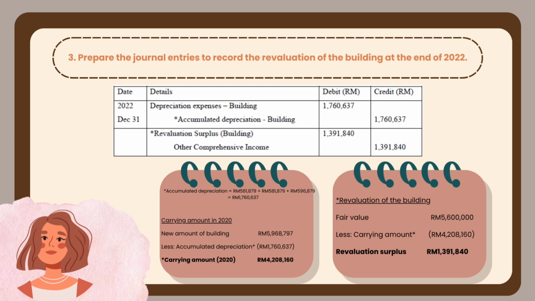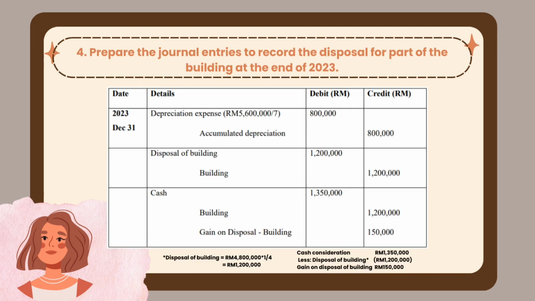Then we can find the revaluation surplus by finding the carrying amount first. The carrying amount is the new amount of building less accumulated depreciation. Then we can take the fair value and less the carrying amount. Then we can get the revaluation surplus. The journal entries is debit revaluation surplus, credit other comprehensive income with the amount of 1,391,840 ringgit. Question number 4.